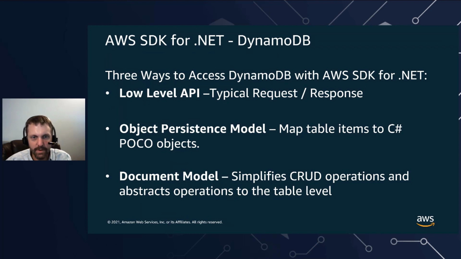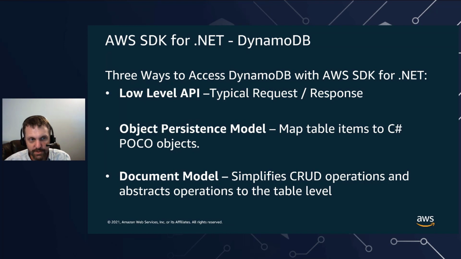So first is the low-level API. This low-level API is just going to use that typical model that we just saw a minute ago. You have to be pretty explicit with the properties and how you construct your request.